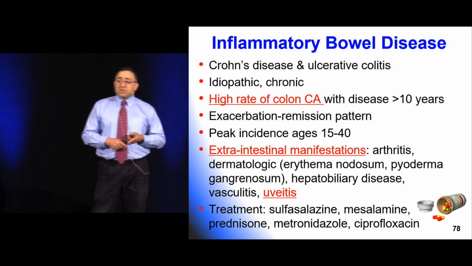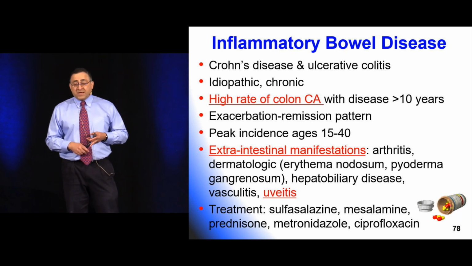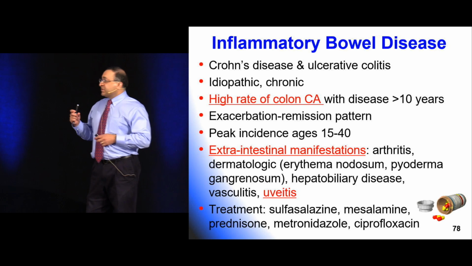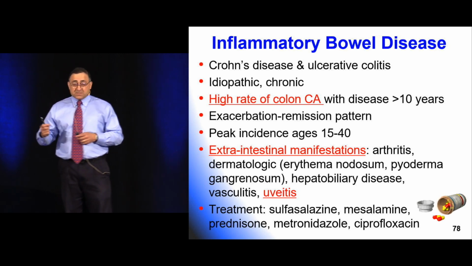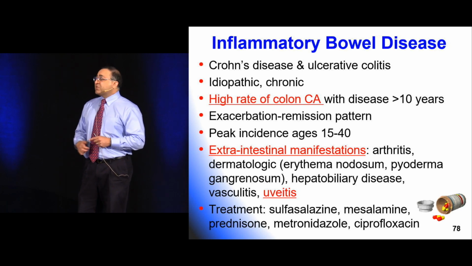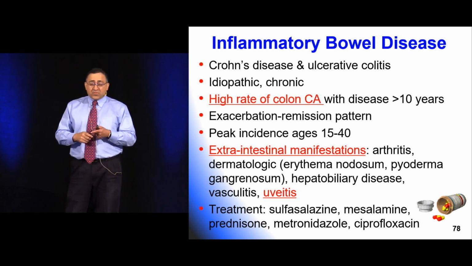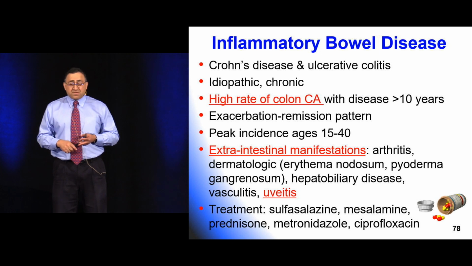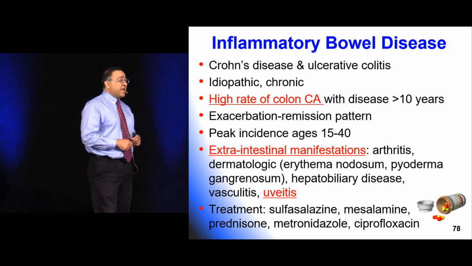Well, number one, they both tend to be chronic diseases. They both tend to have a relatively high rate of colon cancer over the next 1 to 2 decades. They tend to present with exacerbating and remitting patterns. They both tend to occur in relatively young, otherwise healthy adults. They both are often associated with extraintestinal manifestations, and I would highlight that for sure. Things like arthritis, there's dermatologic manifestations, for example, erythema nodosum, pyoderma gangrenosum, hepatobiliary disease, vasculitis, and uveitis.